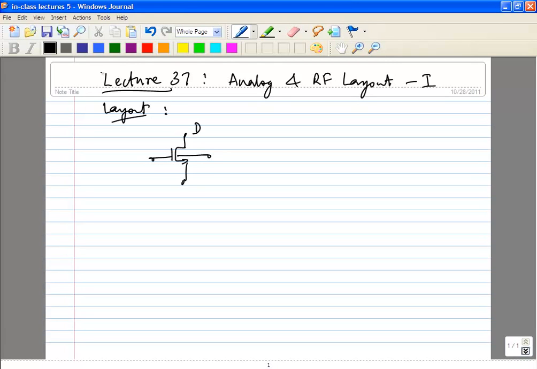Okay, so for example, let's just take a transistor like this, right? So drain, gate, source and bulk. A typical top view, I think we have looked at this a little bit before, could look like this. Okay, so this is the gate. Obviously, the gate is made of polysilicon.